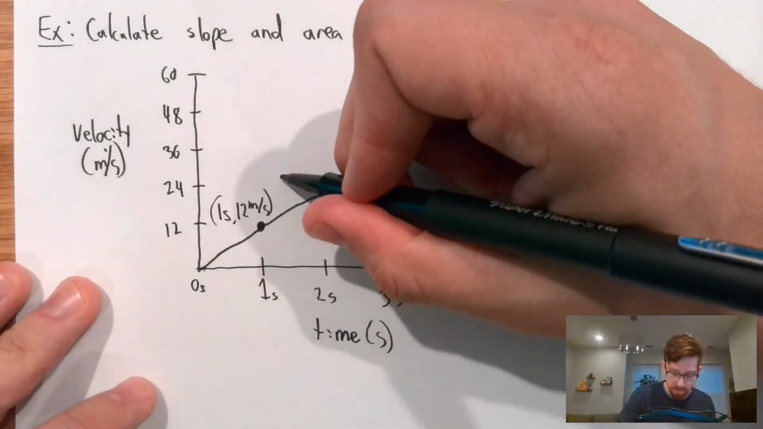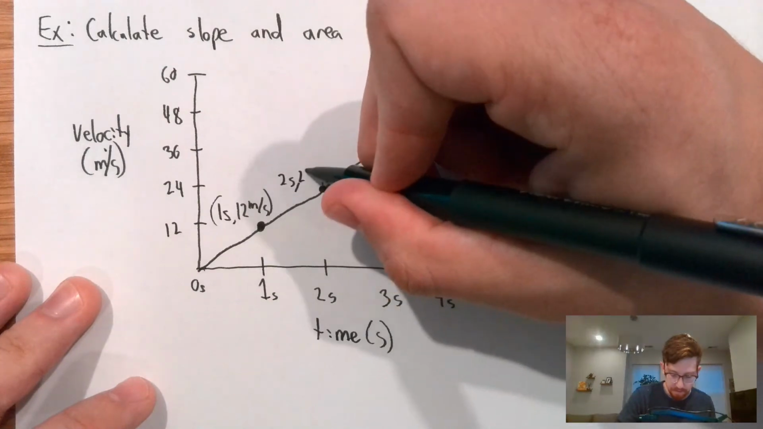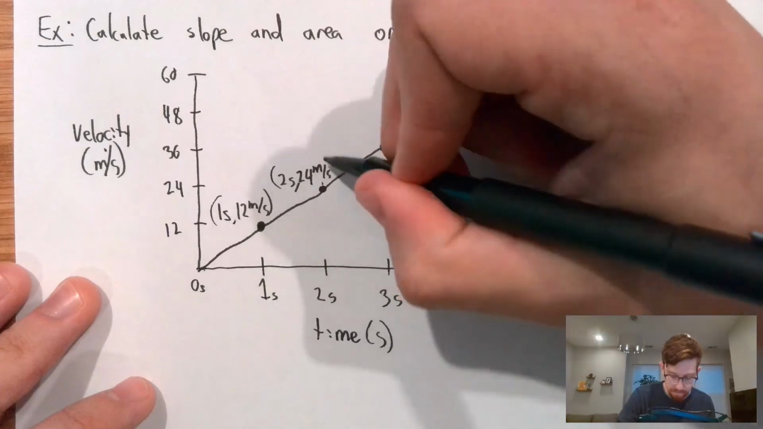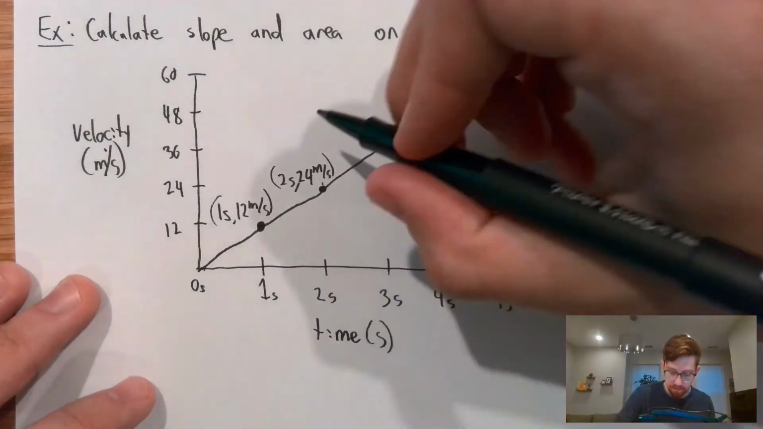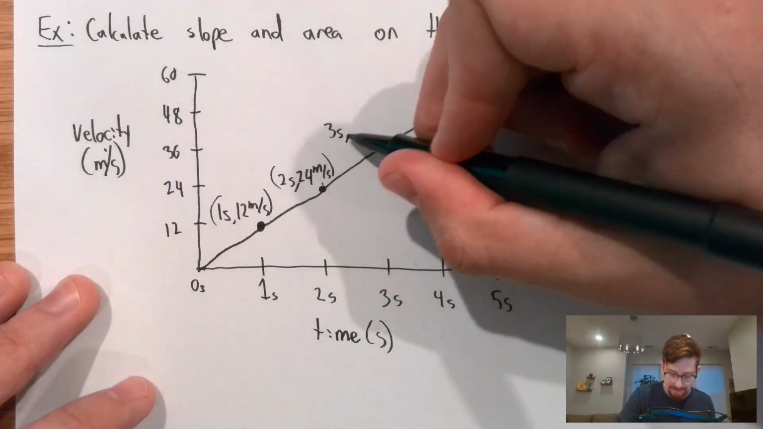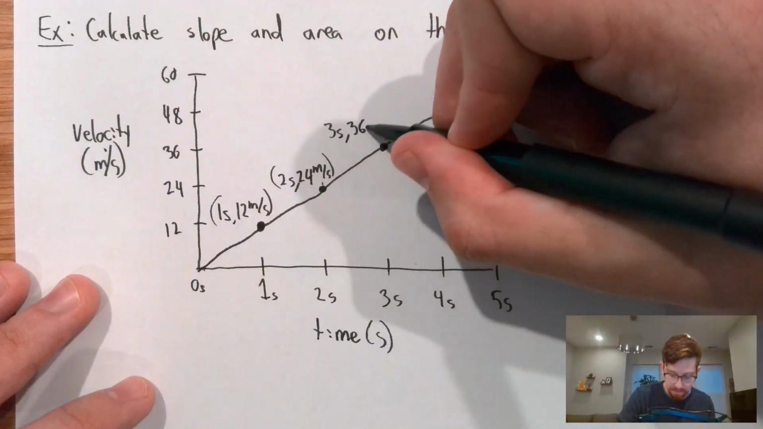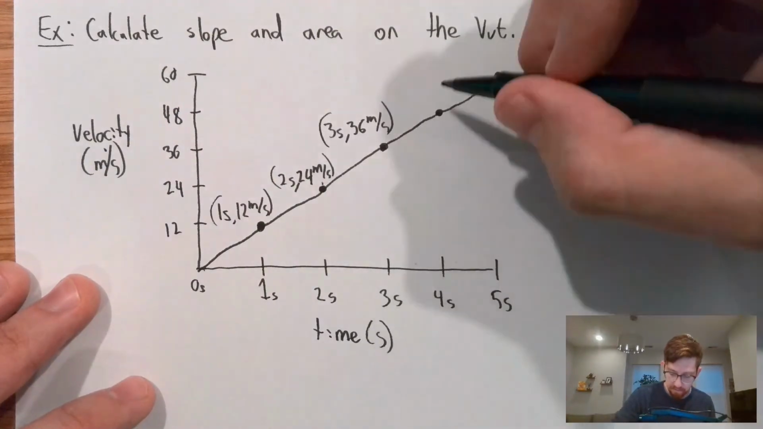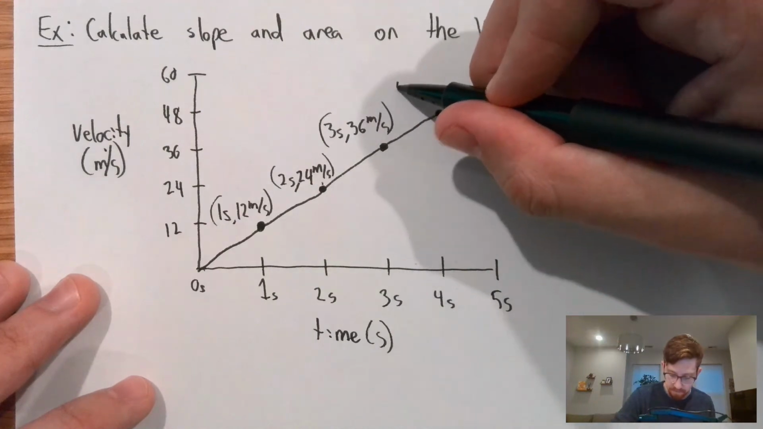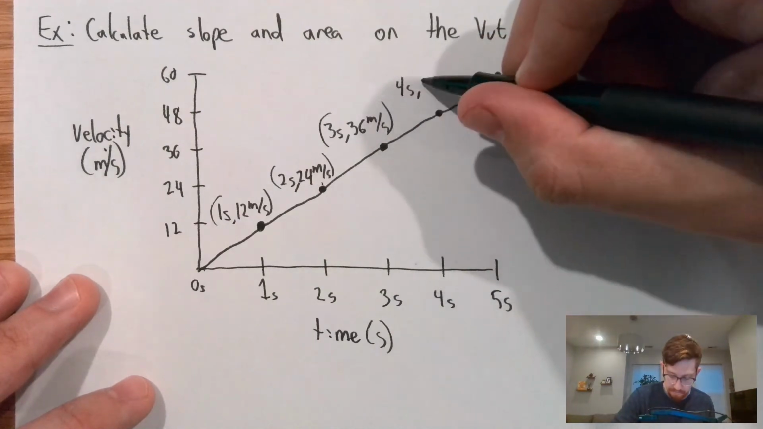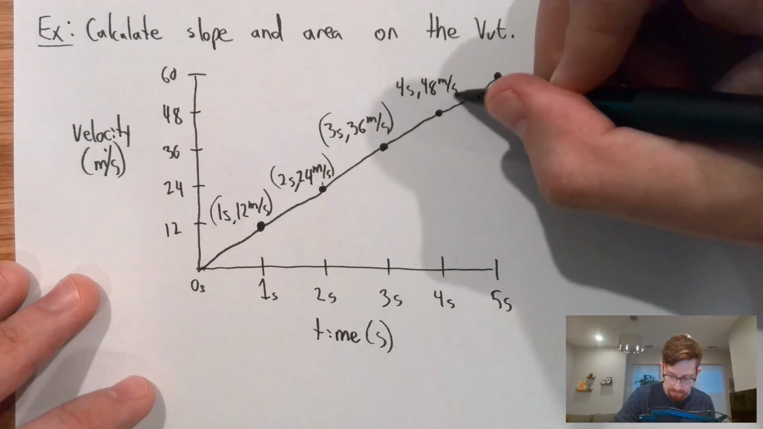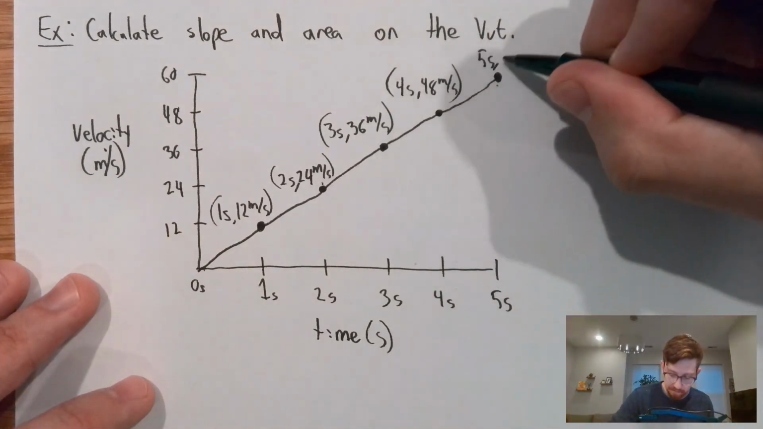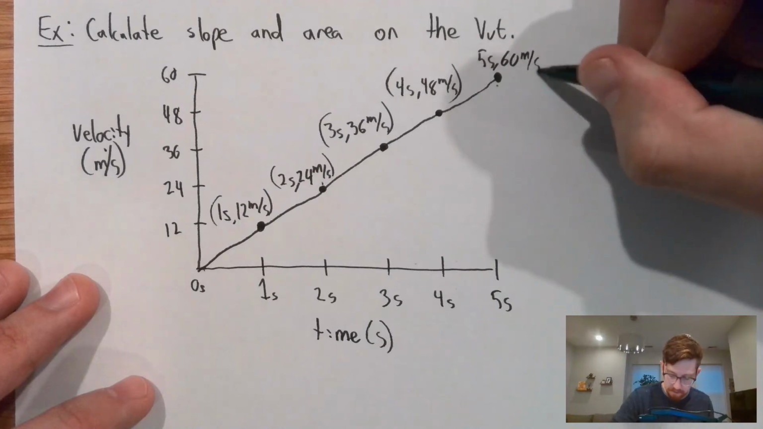This will be 2 seconds, 24 meters per second. Be careful, that's 24. This one is 3 seconds, 36 meters per second. And this is 4 seconds, 48 meters per second. Finally, 5 seconds, 60 meters per second.